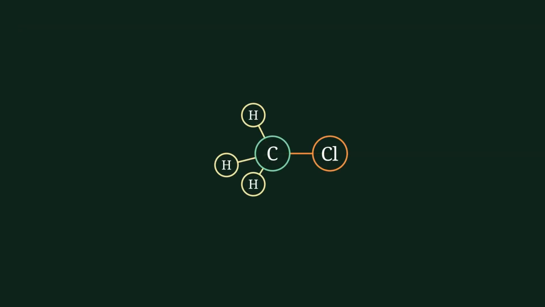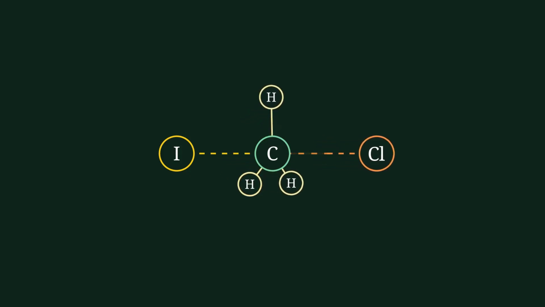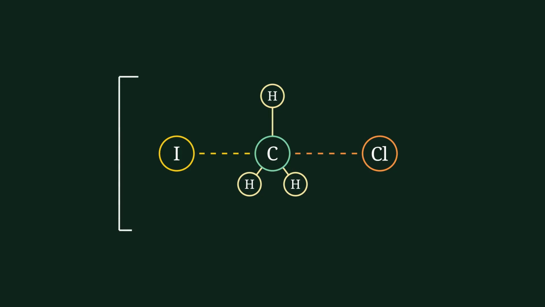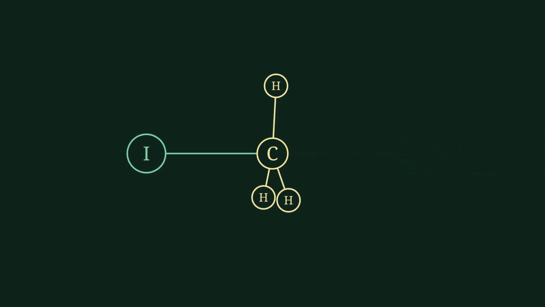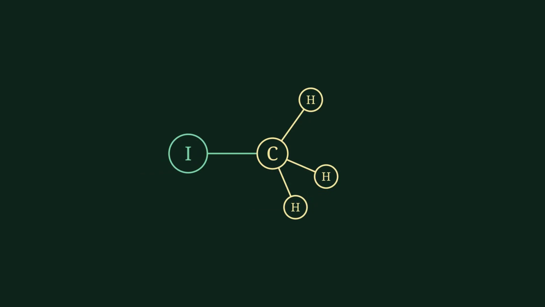Notice how as the iodide begins to form a bond with the carbon, the bond between the carbon and the chlorine begins to stretch and weaken. For a fleeting moment, we have this high-energy transition state where the carbon is partially bonded to both halogens. Then, in one fluid motion, the chlorine is pushed off entirely. It's a complete inversion of configuration. Think of it like an umbrella blowing inside out in a strong wind.